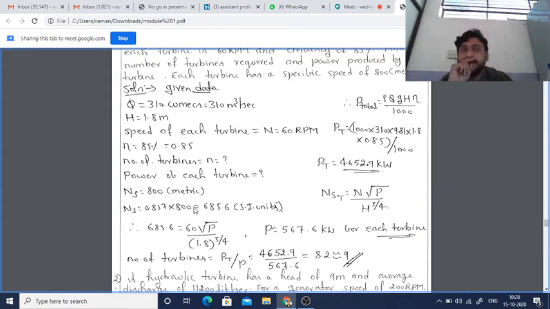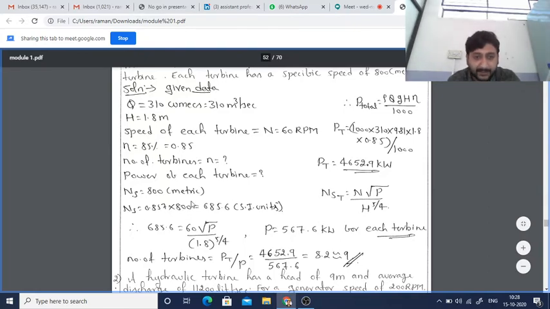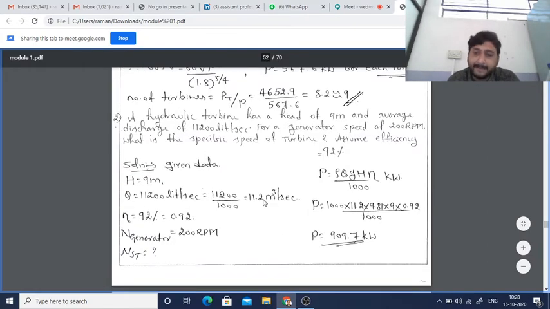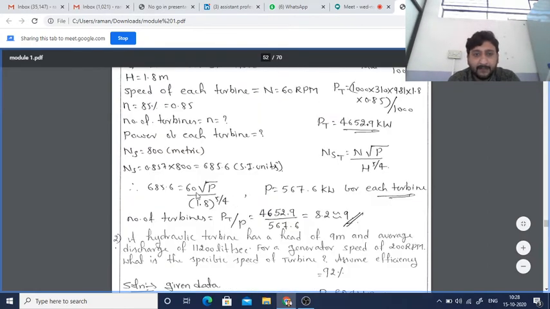1 RPM is 1 by 60. If we divide it 1 by 60... I think I have it in my notes. Okay, I will just check and I'll come back to this. I think it is 0.857 only. There is some conversion for metric, I guess. Metric conversion it is. Metric to SI units.